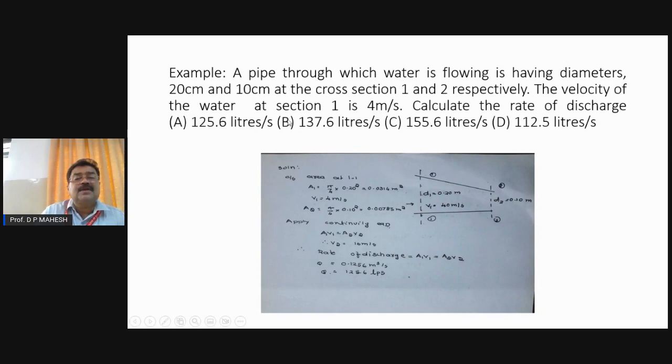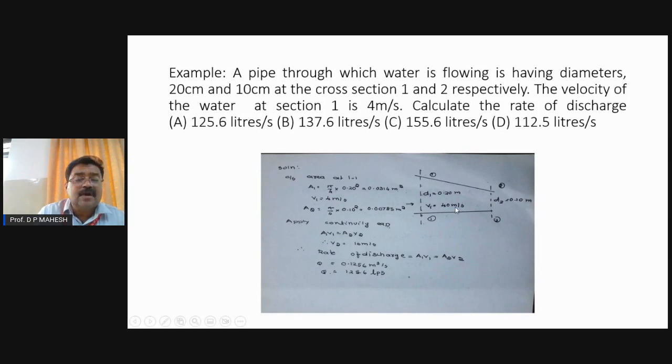The velocity of water at section 1-1 is given, and we have to calculate the rate of the discharge, which is nothing but the flow rate, Q. The formula is the same. And friends, when the pipe has a tapering section like this, you have to calculate carefully the area here and here. When the diameters are known, we can calculate A1 and A2. The velocity here is given, which is 40 meter per second.